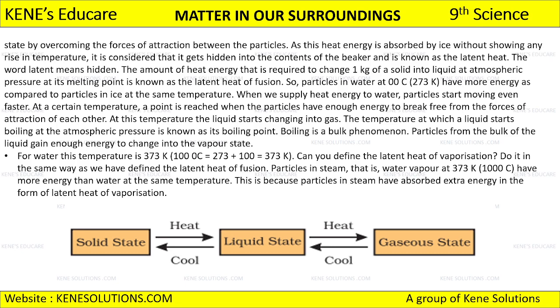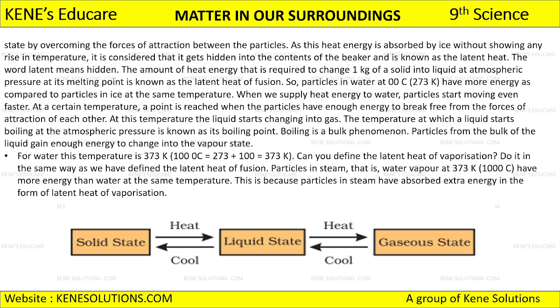Okay, so now we have the next thing, latent heat of vaporization. We have to define it the same way we defined latent heat of fusion. But here, particles in steam, that is water vapor, at 373 Kelvin have more energy than water at the same temperature, because when we are heating them, the particles in steam absorb some extra energy and this forms the heat of vaporization.